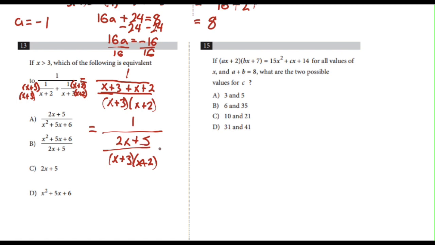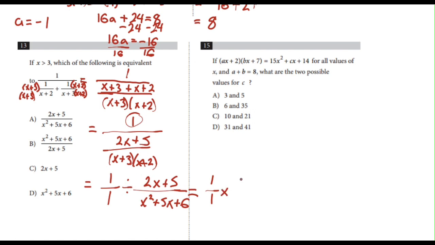When we have a fraction over a fraction, we can multiply by the reciprocal. So we have a fraction on top, a fraction on the bottom. This will be 1 over 1. This is the fraction on top, divided by the fraction on the bottom, which will be 2x plus 5 over x squared plus 5x plus 6. And to divide fractions, we keep the first fraction the same, we change the division to multiplication, and we flip the last fraction. And then when we multiply this fraction by 1, we will just get this fraction, which is going to be the answer.